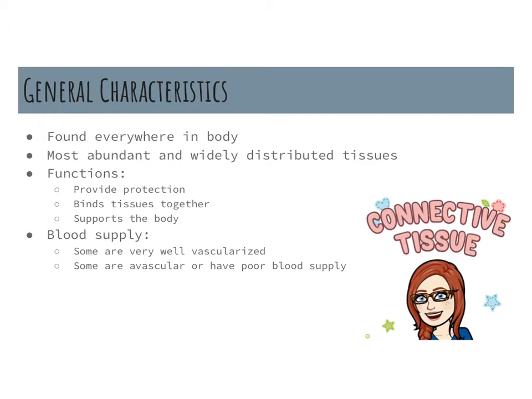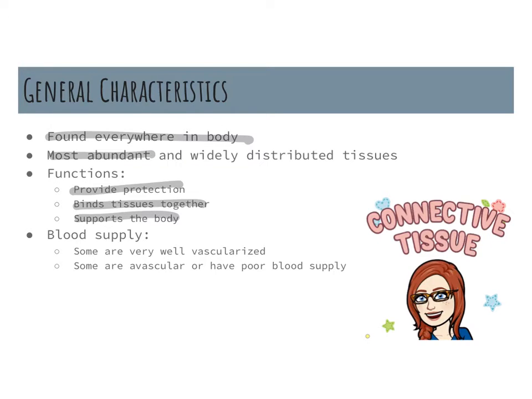First, let's start by talking about some general characteristics of connective tissues. First, connective tissues are found everywhere in the body. So they're all over. They're the most abundant type of tissues. They function to provide protection, they help to bind other tissues together, and they give our body some support.